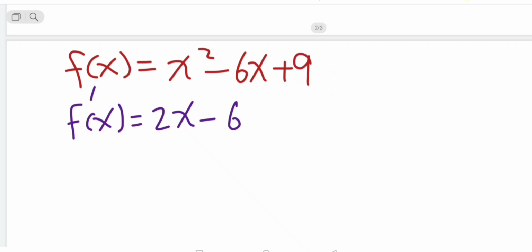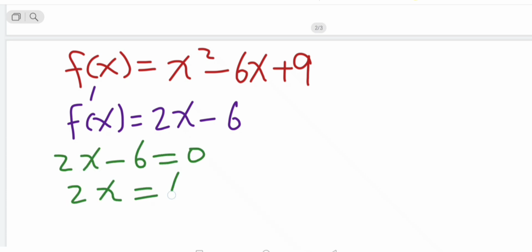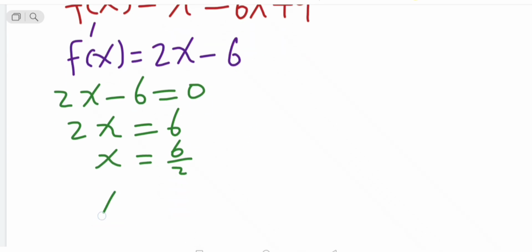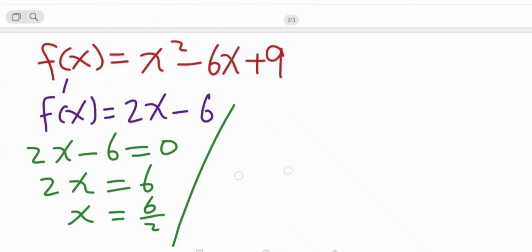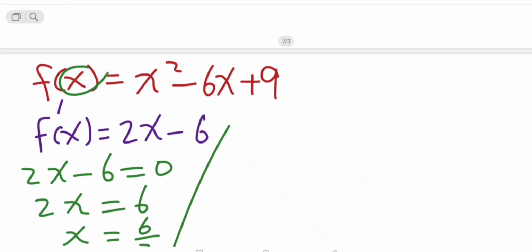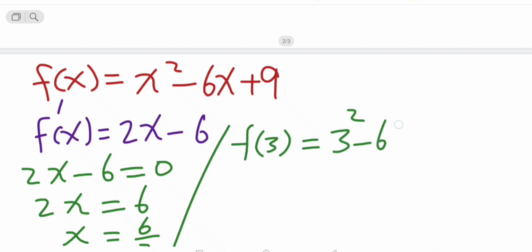To find the stationary point, we put the first derivative equal to 0. So 2x minus 6 equals 0. So 2x equals 6, x equals 6 over 2. So x equals 3. Then what is y? We will replace x with 3. So f is 3 square minus 6 into 3 plus 9.